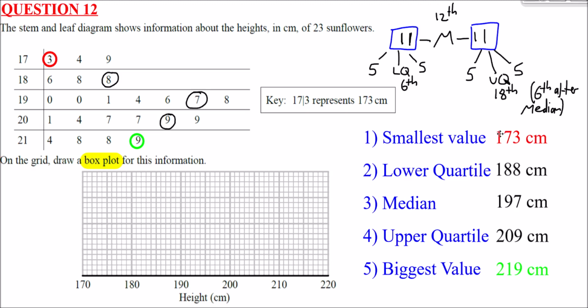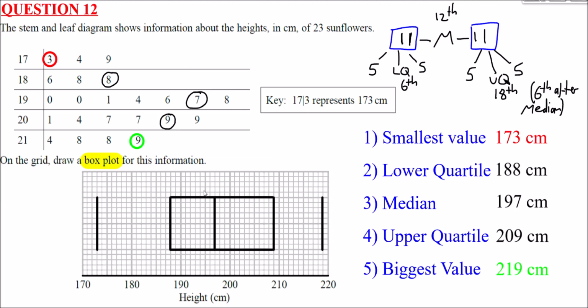So 173, we need to do a line at 173, 188, 197, 209 here, and then 219 almost at the end. So then we're going to have something like this. And then what we do is, with the 3 lines in the middle, we need to do a bar along the top and the bottom, which makes the box, as in the box plot, like so.